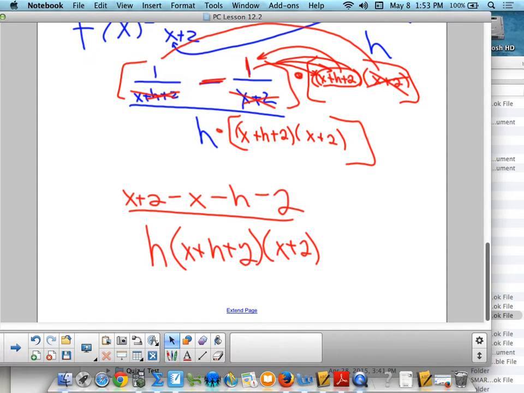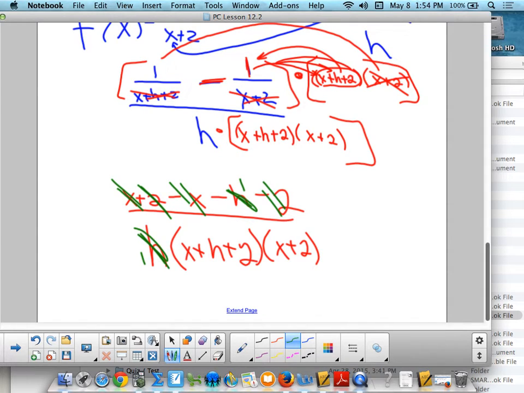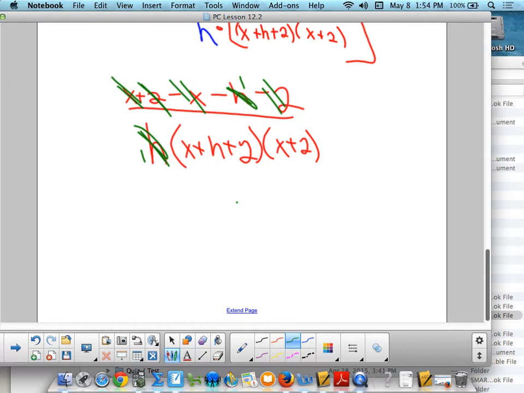What are you canceling? 2 with a 2, x with an x. What's left? Negative h. Negative h over positive h, but that cancels, and you get negative 1. So you end up with what? Negative 1 over x plus h plus 2, x plus 2.